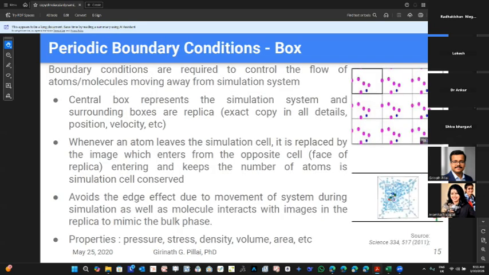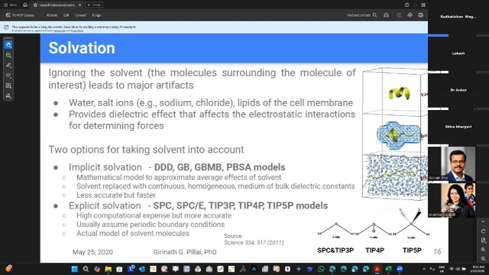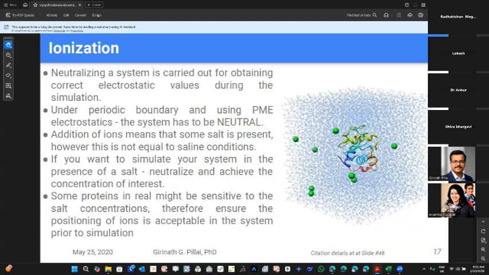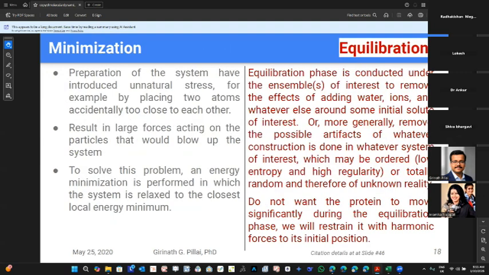I think all this I spoke about last time: PBC, solvation, what the different water models are, implicit and explicit. In the ionization, I was talking about how to neutralize them, adding positive and negative ions and balancing them. So this is where we are now.